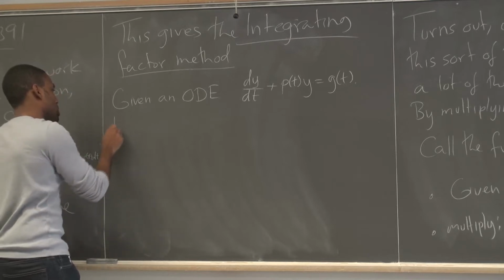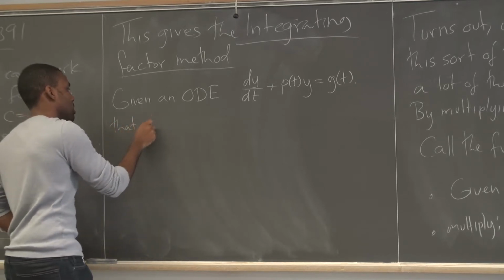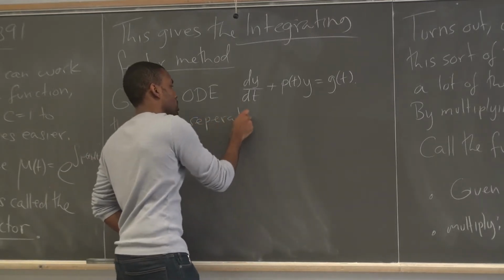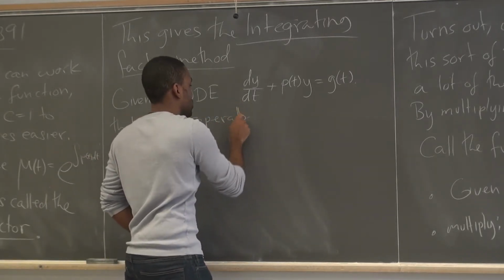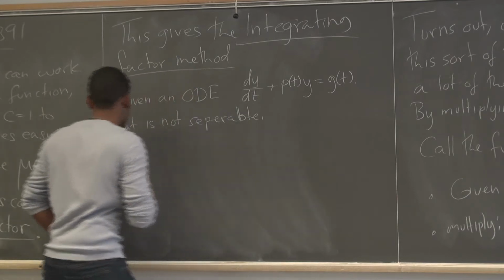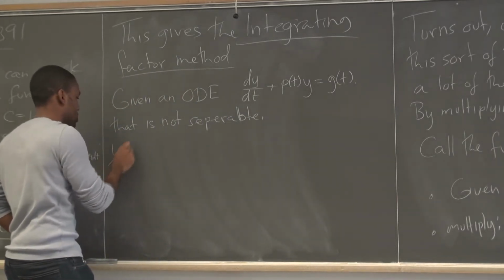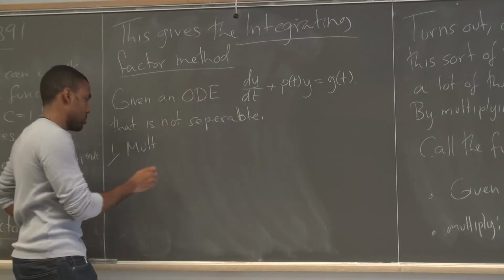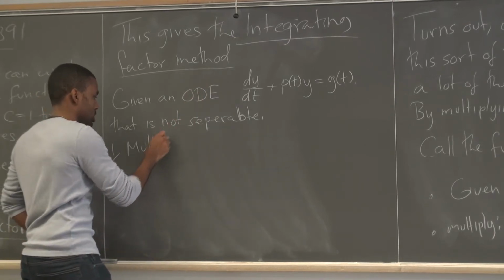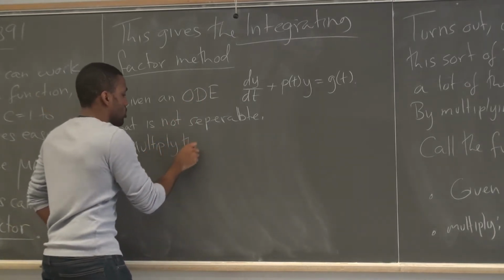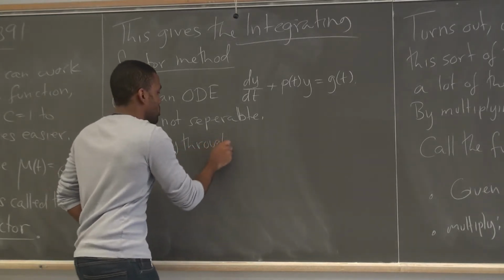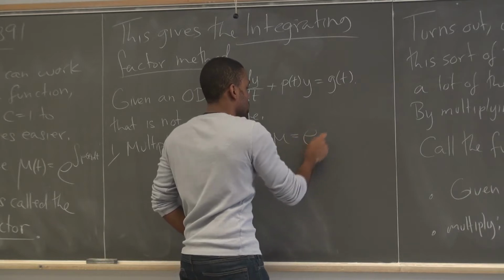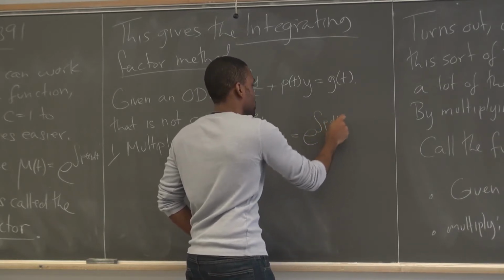Let me emphasize here that it is not separable. Because if it's separable, you just separate it. Don't kill yourself. Multiply through by mu equals e to the antiderivative of p.